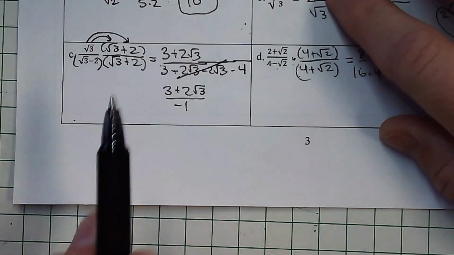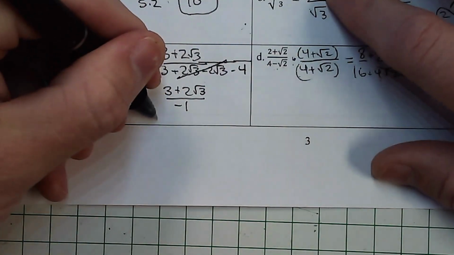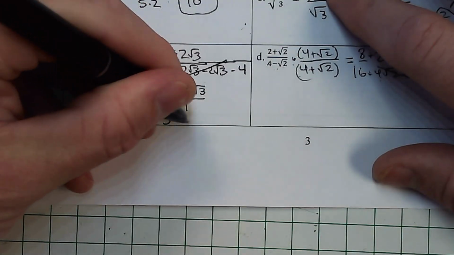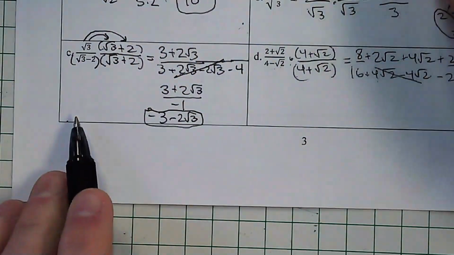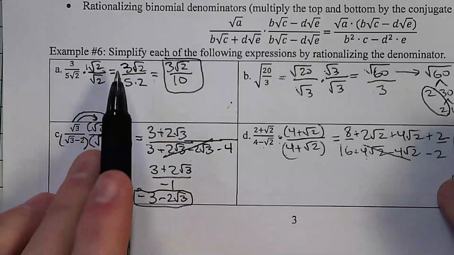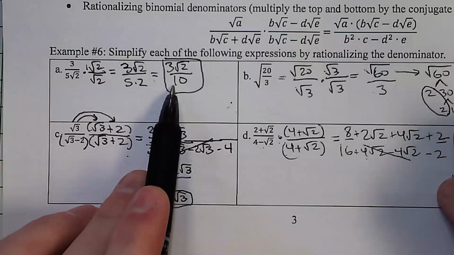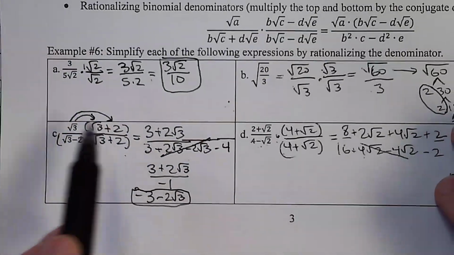Now, if I divide each piece by negative 1, what's 3 divided by negative 1? Negative 3. 2 divided by negative 1, negative 2. So it'll be negative 3 minus 2 square root of 3. Your answer. Your whole mission on these two was to get the square roots out of the bottom. Mission accomplished on A, multiply the top and bottom by the square root. Mission accomplished on B by multiplying by the conjugate when it's a binomial.